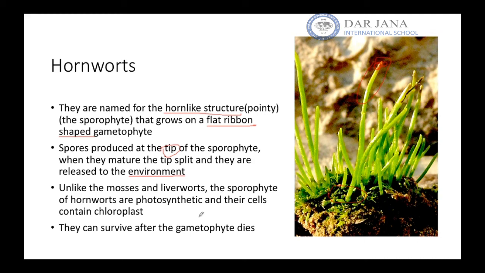But unlike mosses and liverworts, the sporophyte stage of hornworts is photosynthetic because their cells contain chloroplasts. As a matter of fact, each cell contains one chloroplast, and that's special about hornworts. Also, the hornwort sporophyte has the ability to survive even after the gametophyte dies. So even after the lower structure here dies, the sporophyte can still survive.